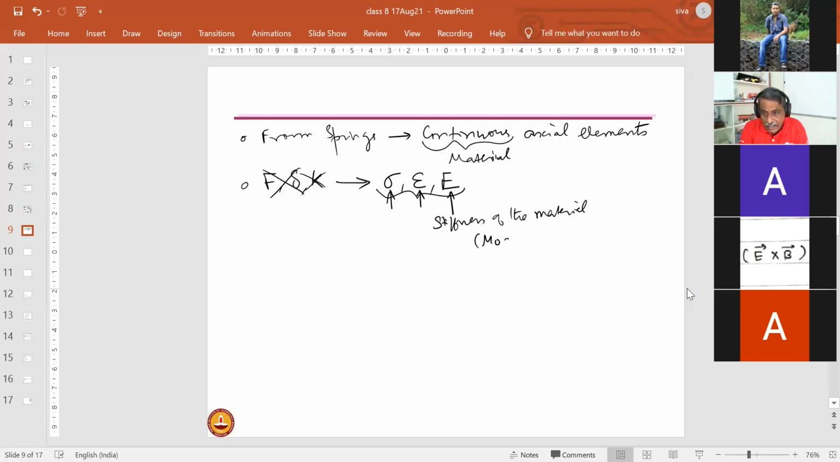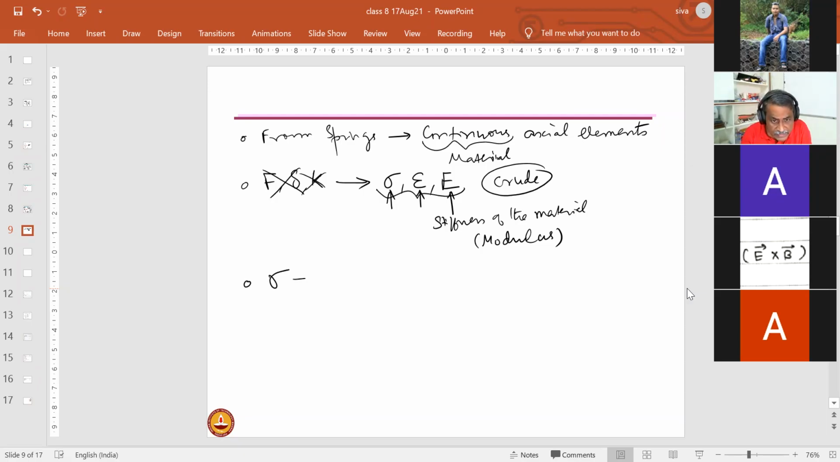Another word for that is modulus. Okay. This is only a very, very crude explanation I'm giving. We will refine it as we go on. Okay. Anything else? Anything else?